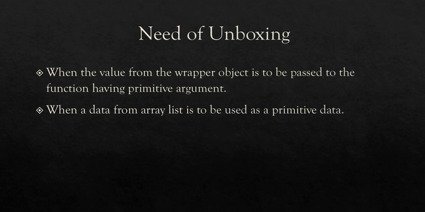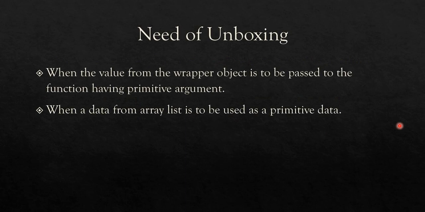Now what is the need of unboxing? When the value from the wrapper object is to be passed to a function having a primitive argument. So previously you saw, if the argument is an object, you need auto boxing. If the argument is a normal variable, you are going to pass it by value. Now you have a wrapper object which has a value inside, which has to be converted back into the primitive data and then passed on to the function. So you need to use this unboxing.